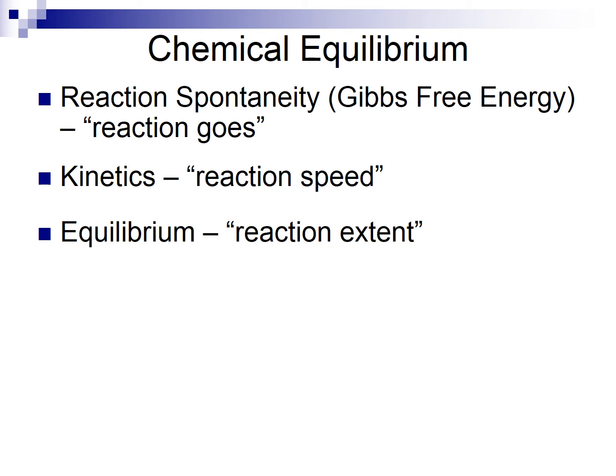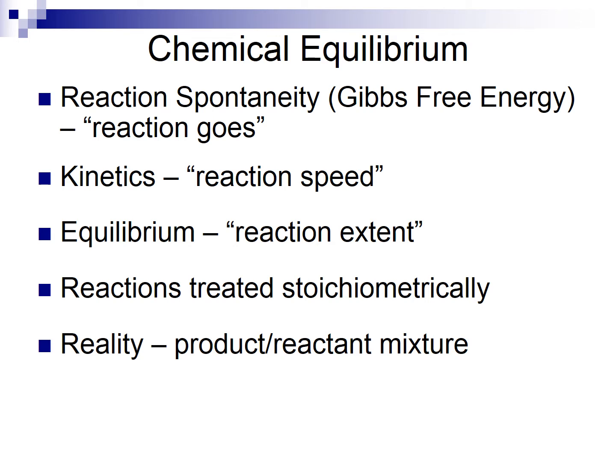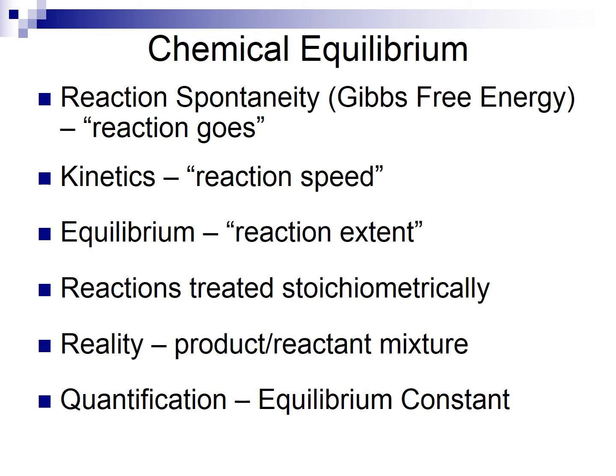Equilibrium now is going to explore what we would call the extent of the reaction. It's going to explore how far a reaction proceeds along its reaction coordinate pathway toward product. Reactions are generally treated stoichiometrically in that we treat them as if they proceed entirely to the product, and there is no reactant remaining. However, in reality, we will have a mixture of products and reactants in essentially every reaction that we deal with. We can quantify this ratio of product to reactant by what we call an equilibrium constant.